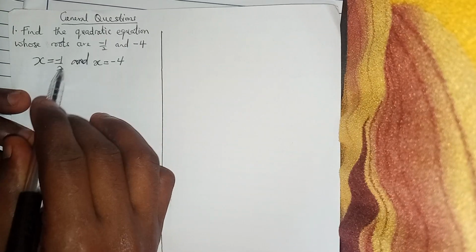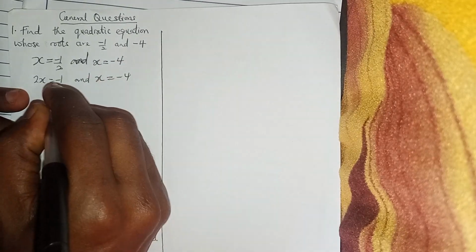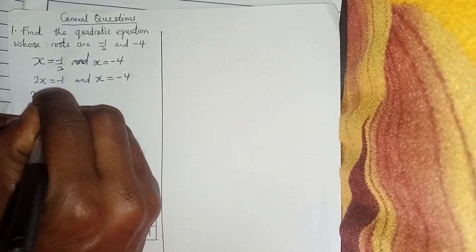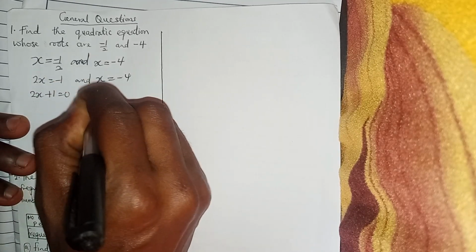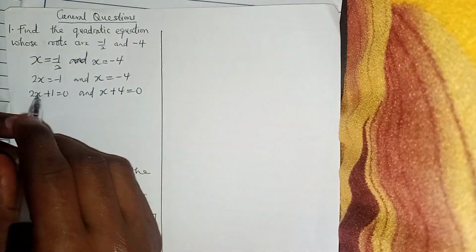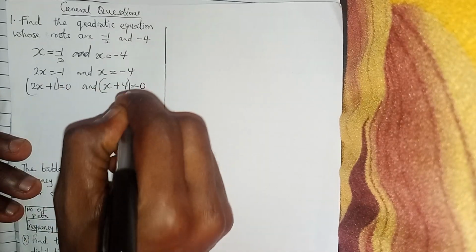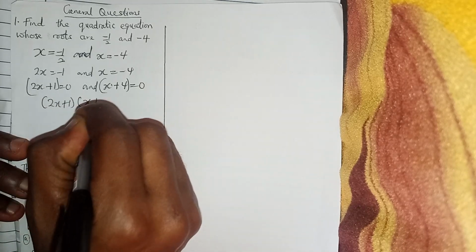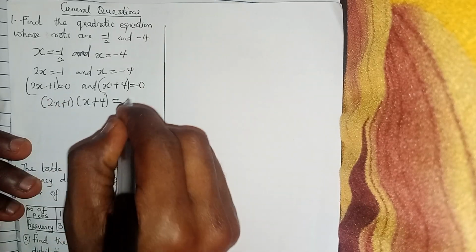So we want to form the equation now, if the two answers give -1/2 and -4. So here, if I cross multiply, I have 2x equal to -1 and x equal to -4. Bringing this one here, you have 2x plus 1 equal to 0 and x plus 4 equal to 0. Then you multiply the two. Put this in bracket, this also in bracket. I have (2x plus 1) times (x plus 4) equal to 0 times 0, that gives 0.